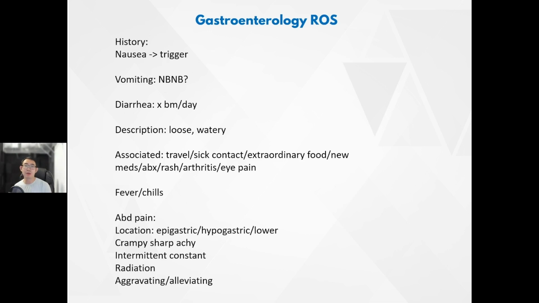They want to know if it's bilious or bloody, right? If it's hemoptysis. Ask about the area, how many bowel movements a day, and how's the description? Is it loose or watery? And then there are associated things you're going to ask.